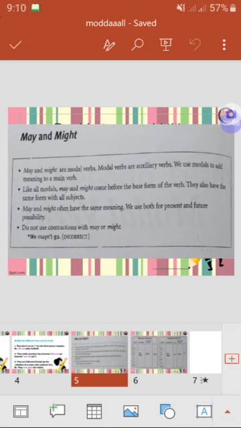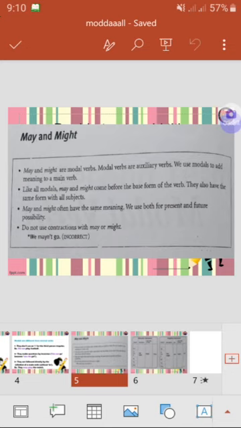Number 2, like all modals, may and might come before the base form of the verb. And this is what we already said, that it's followed by the base form or the infinitive form of the verb. They also have the same form with all the subjects. Again, whatever the subject that we have, we are going to use the base form of the verb and the modal verb as it is without adding anything to it.